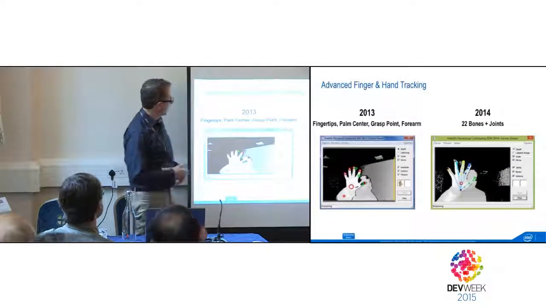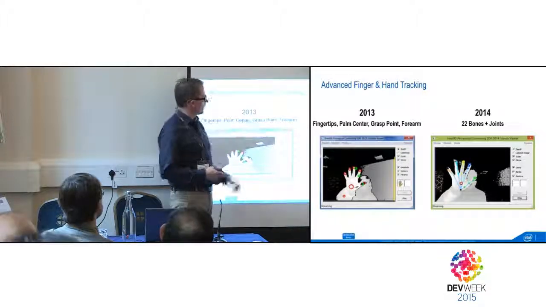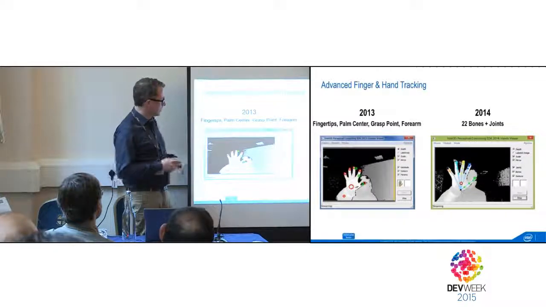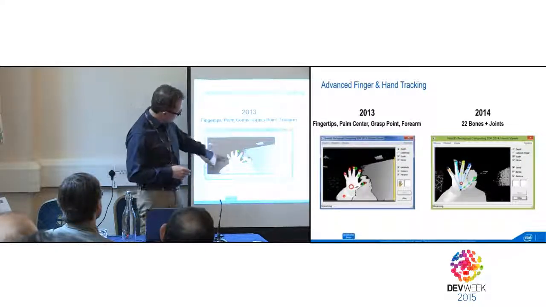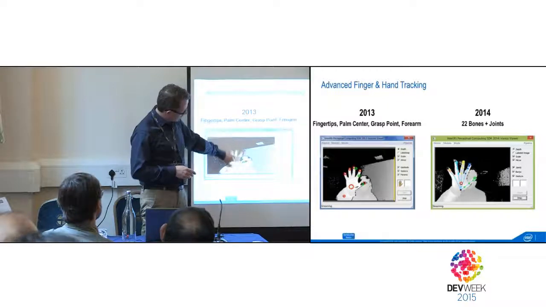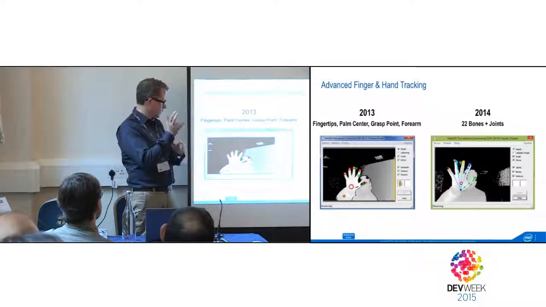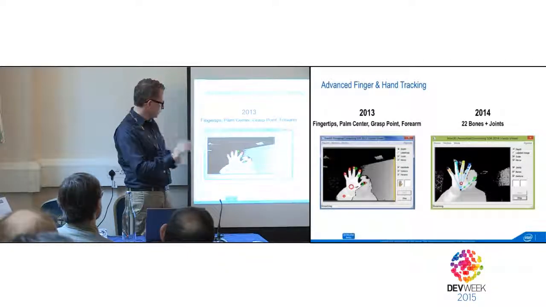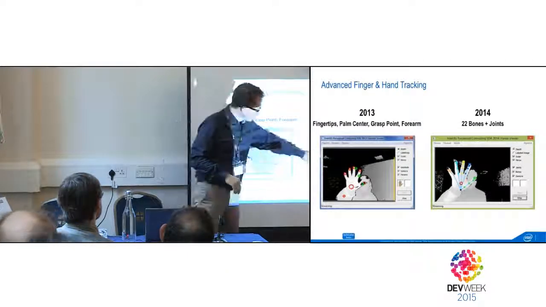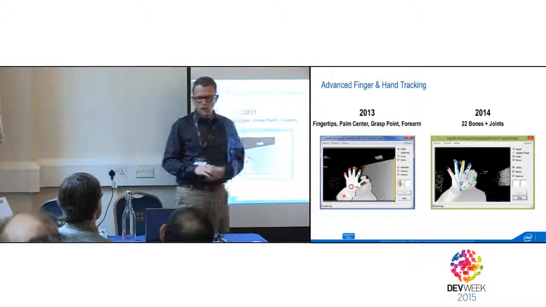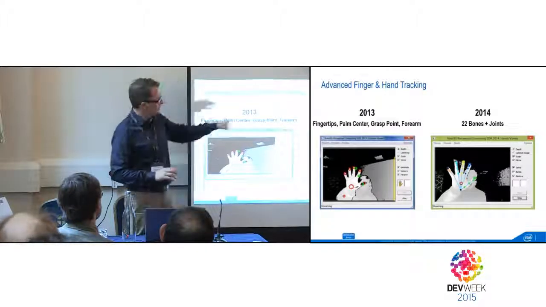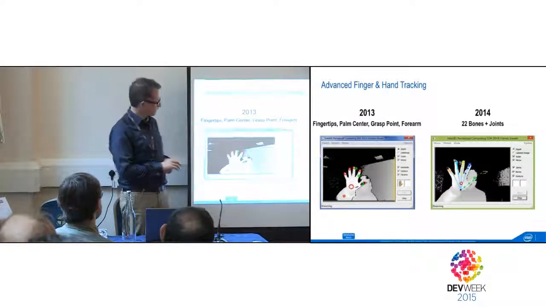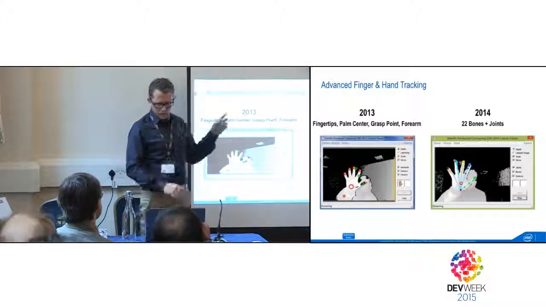And if you look at the difference, if you look at the advanced finger tracking and hand tracking, with the external camera, with the first Realsense SDK, you could detect and track the fingertips, right? And how do you call this? The palm, and the forearm. But now you can really track all the bones. So there are bone tracking capabilities and the joints. So you can really see if the fingers are moving. This is something you can touch with the Realsense SDK.